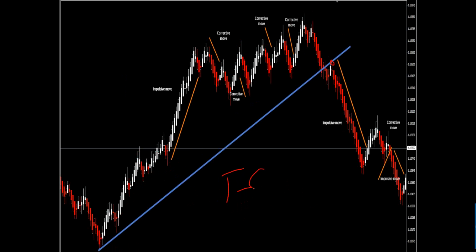Trend, correction, reversal, trend, correction, and at this point reversal. This impulsive move makes a new trend. So after reversal there is a trend again, but now the correction is to the upside. Look, now the correction is to the upside. Corrective move, impulsive move, corrective move, impulsive move. Okay, that is how it goes.